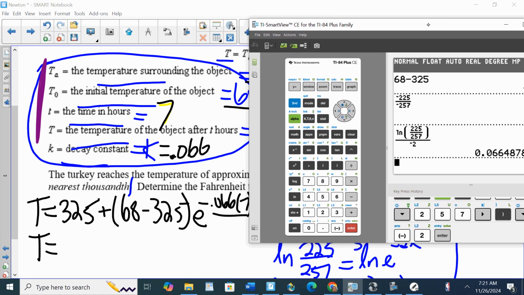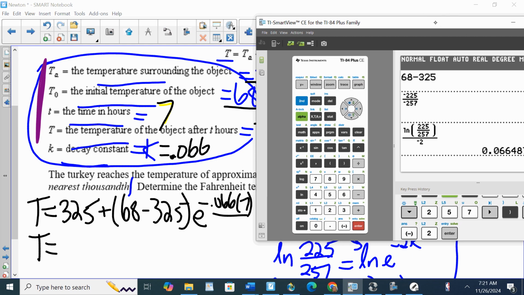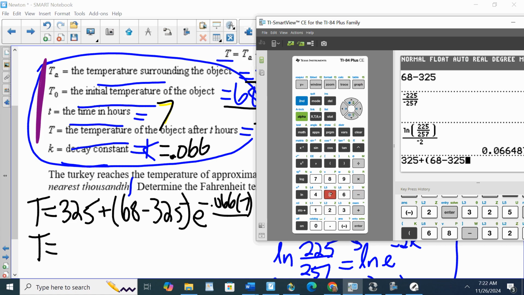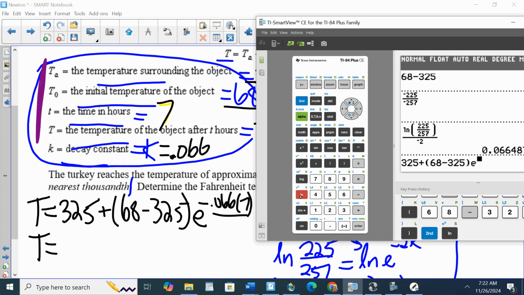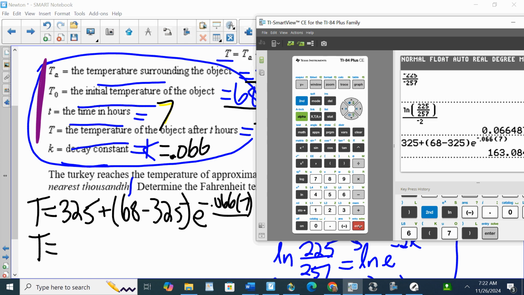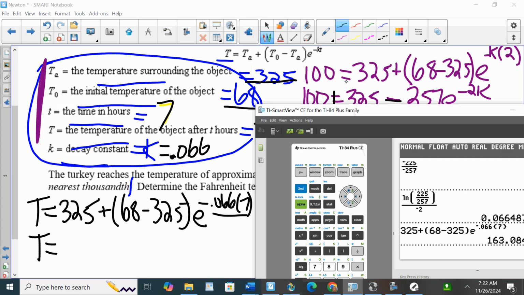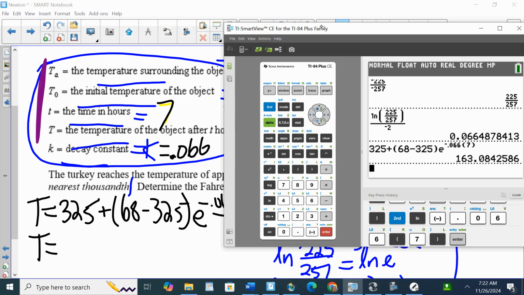So this question is much easier. Some of the questions in this lesson, you're going to have to do the whole exponential equation twice. But this one, not. 325 plus 68 minus 325. E to the negative 0.066 times 7. I'm looking at it to make sure it's right. It looks good. To the nearest degree, 163 degrees.